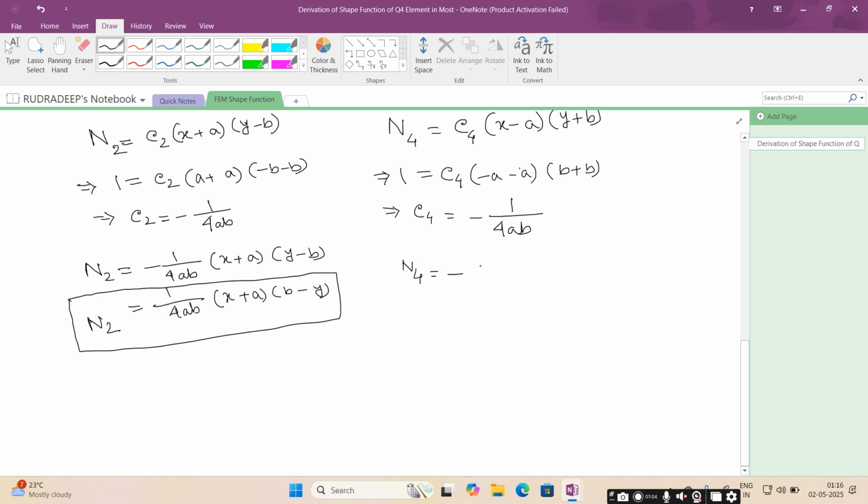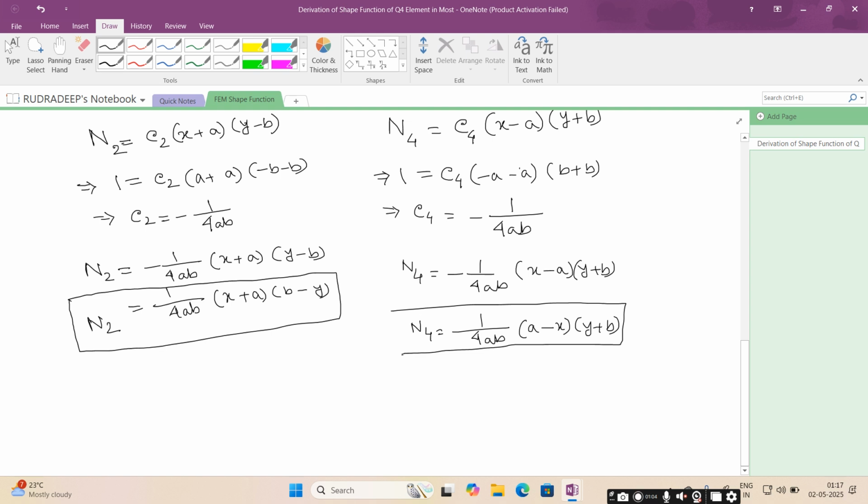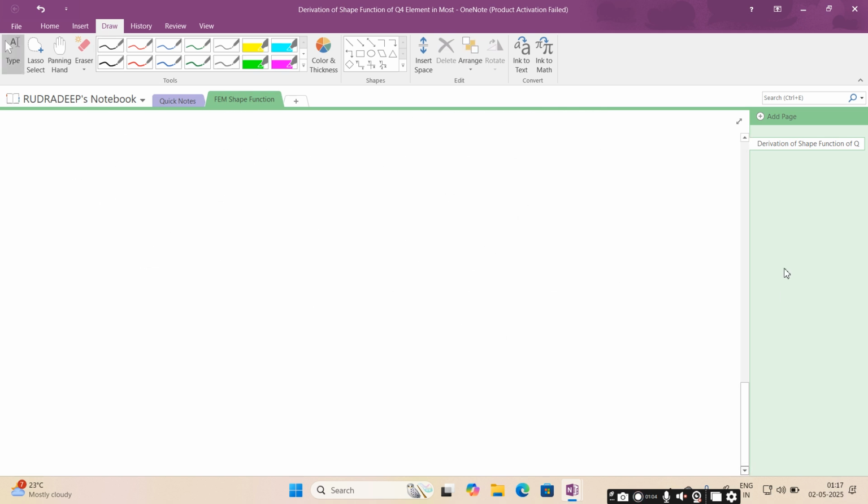So N4 equal to minus 1 by 4ab times x minus a, y plus b. I will take this minus inside and will get N4 equal to 1 by 4ab times a minus x and y plus b. So this is the way I have calculated all the 4 shape functions for Q4 elements. So just rewrite those here.